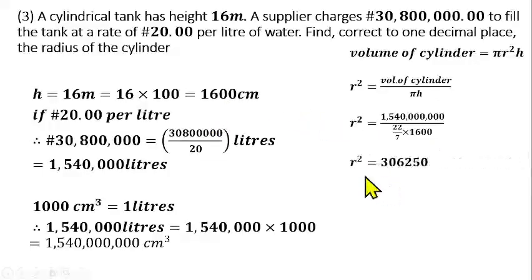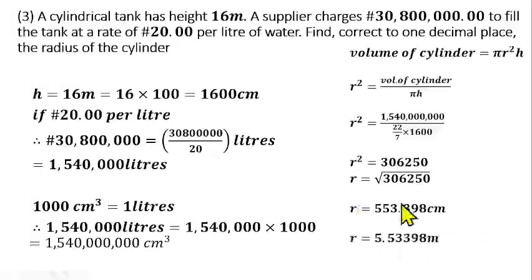Then if you simplify that, r squared will be 306,250. Then we can find the square root of both sides to find the radius. That should give us a radius of 553.398 centimeters. But we know that the height was initially given in meters, so we need to take this back to meters. How do we convert from centimeters to meters? By dividing by 100. If you divide this by 100, that should give us 5.53398 meters. The question asks us to give it to one decimal place, and that should give us 5.5 meters to one decimal place. So that's the solution for question number 3.